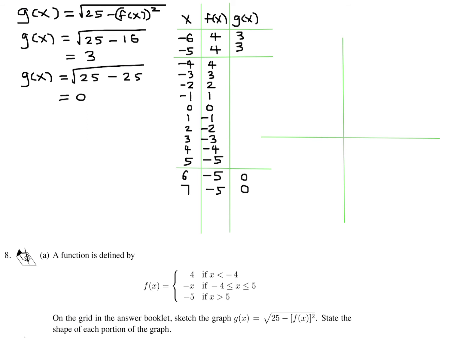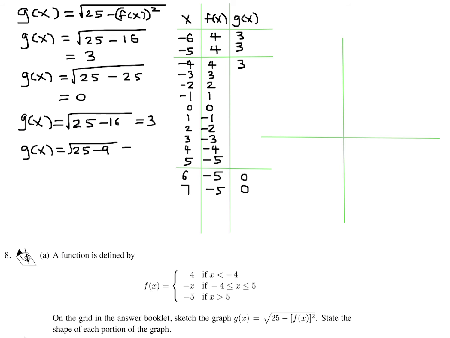Now calculate g(x). A little bit more work here, but that's okay. Let's figure out g(x) for this one right here: 25 minus 4 squared, which is 16, under the square root sign, and that is going to be 3. When f(x) is 3, we've got 25 minus 9, all under the square root sign, and that's the square root of 16, which is 4.